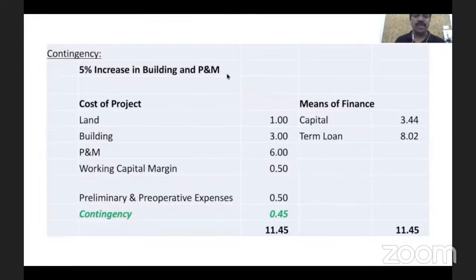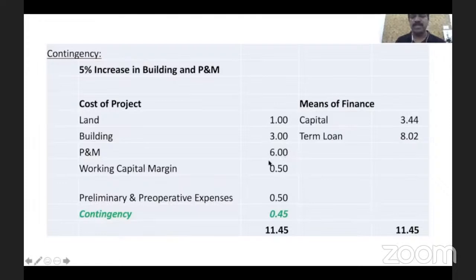Okay, so out of these items, that is land, building, plant and machinery, working capital margin, preliminary expenses, on two items, mainly building and plant and machinery, there is a possibility that cost will undergo a change. It can undergo a change on the negative side, in the sense it can increase. So I am anticipating a 5% increase in this cost.